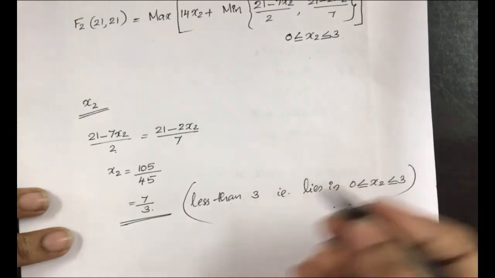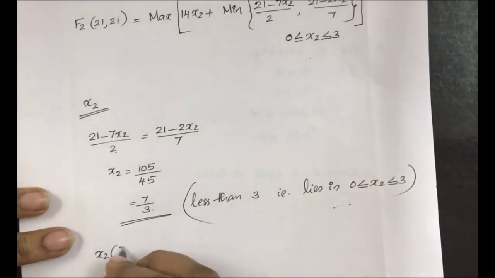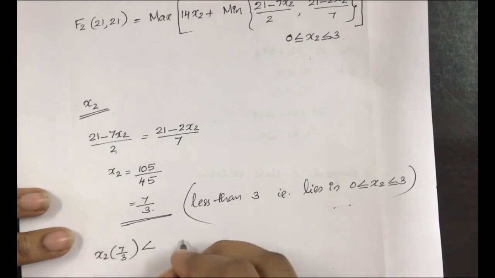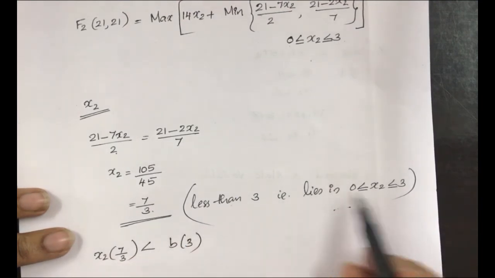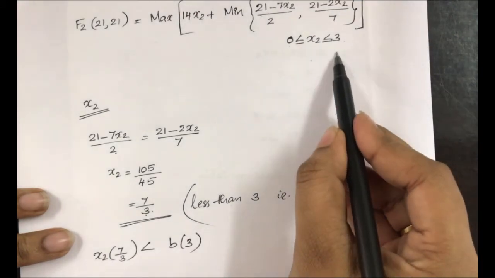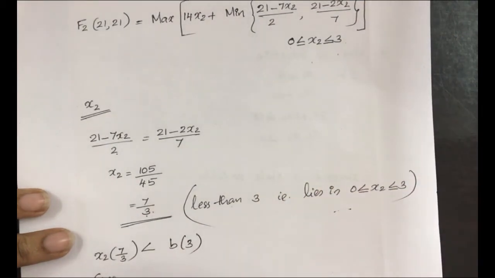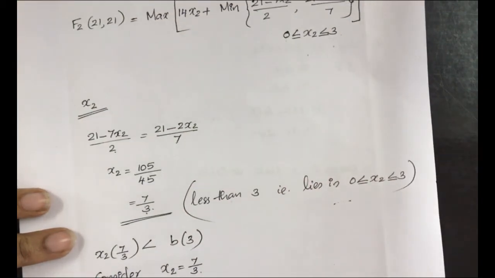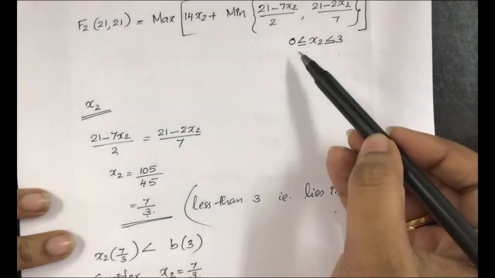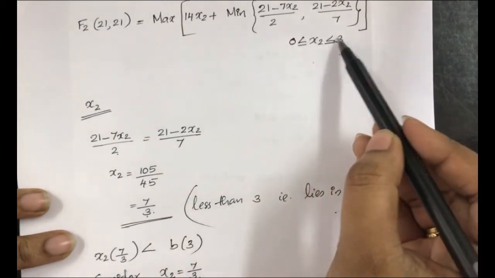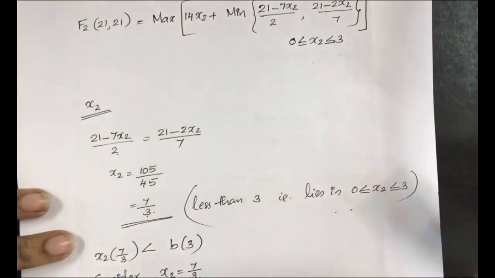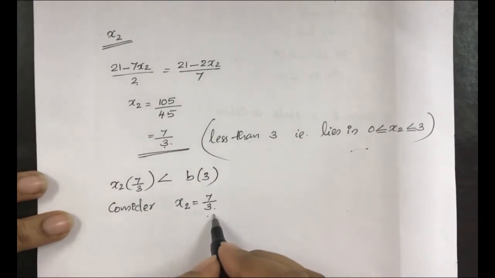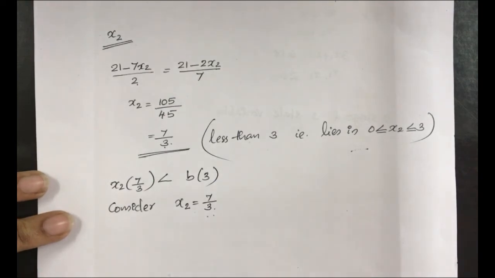So x2 of 7 by 3 is less than 3, so we need to consider x2 of 7 by 3. If it was greater than 3, we would consider this 3. So since this intersecting value is also in between the boundary, we need to consider that value also. x2 of 7 by 3 also we need to consider.